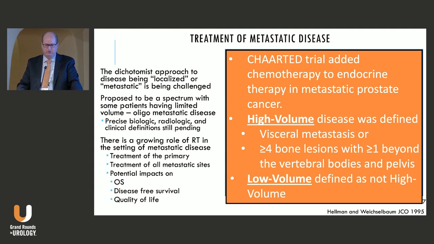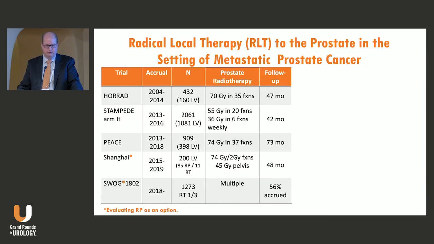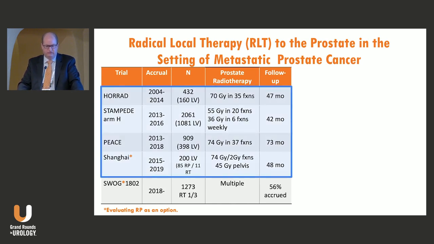And many of those were actually prospectively stratified, so it's a viable endpoint to look at. So here are the randomized phase 3 trials that have been performed, the top 4 there, and then the STAMPEDE trial, the SWOG trial we'll talk about for a second. So these 4 trials are the HORRAD trial, the STAMPEDE trial Arm H, the PEACE-1 trial, that was just presented at ASCO this year, and then there's a Shanghai trial that was done. Notably, of all of these, radiation was the local treatment modality, except for the Shanghai trial, where they used radical prostatectomy if patients had a good response to hormonal therapy, and they used radiation therapy if patients had a poor response.